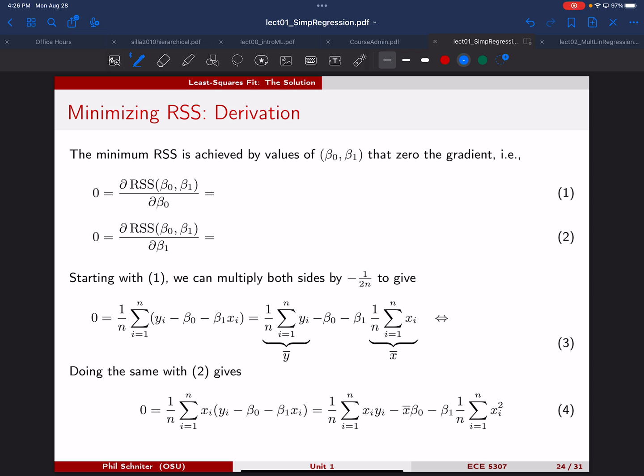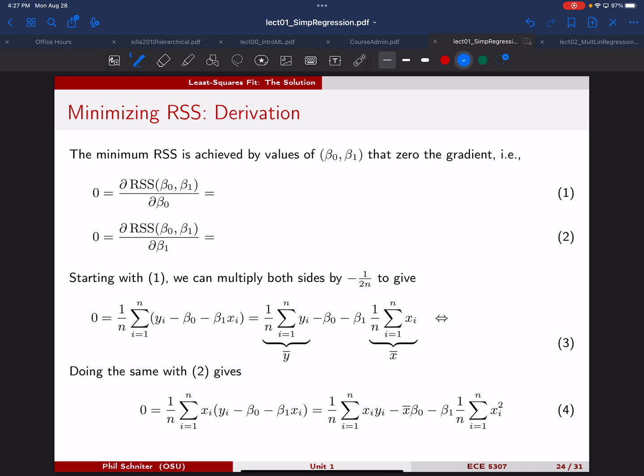And the things we're doing here are things that we will be doing all semester. Very common kinds of operations like taking gradients, applying the chain rule, and so on. So again, our goal is to set these partial derivatives simultaneously to 0. This is going to give us a set of equations, 2 equations and 2 unknowns. So let's first tackle the first one.